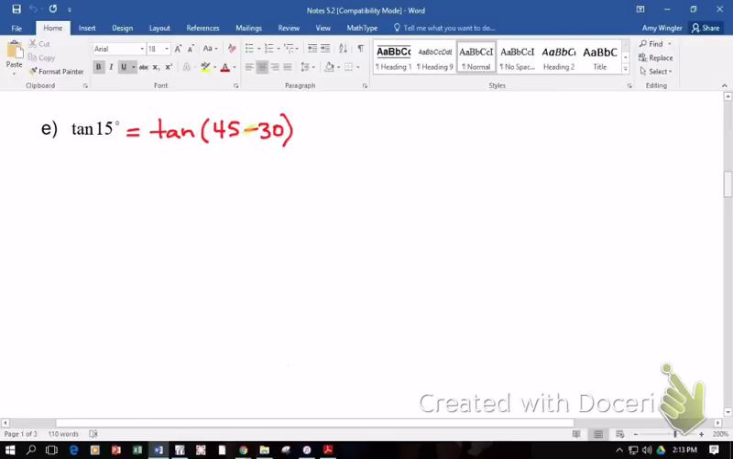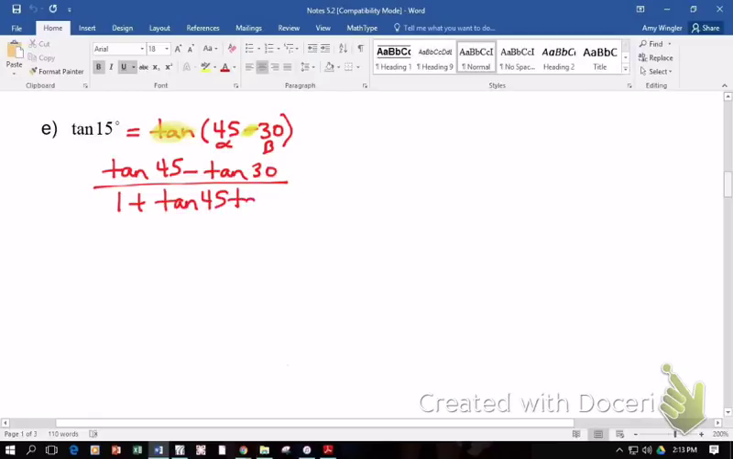So now I'm going to use the difference formula for tangent, and I am going to take the tangent of 45, because 45 is my alpha, minus the tangent of 30, because that's my beta, divided by 1 plus the tangent of 45 times the tangent of 30. So I'm using these formulas from the top of this notes page.